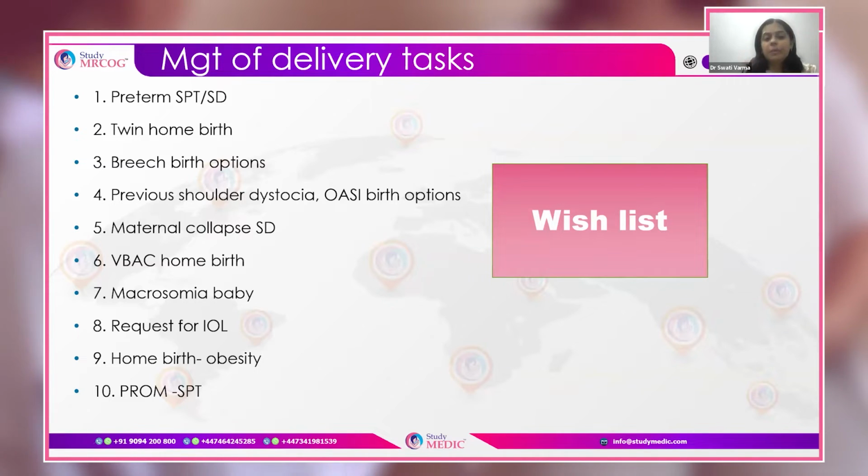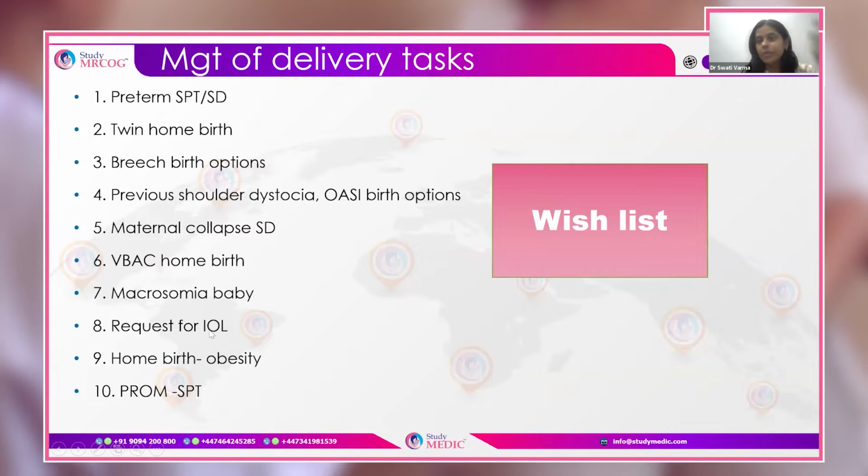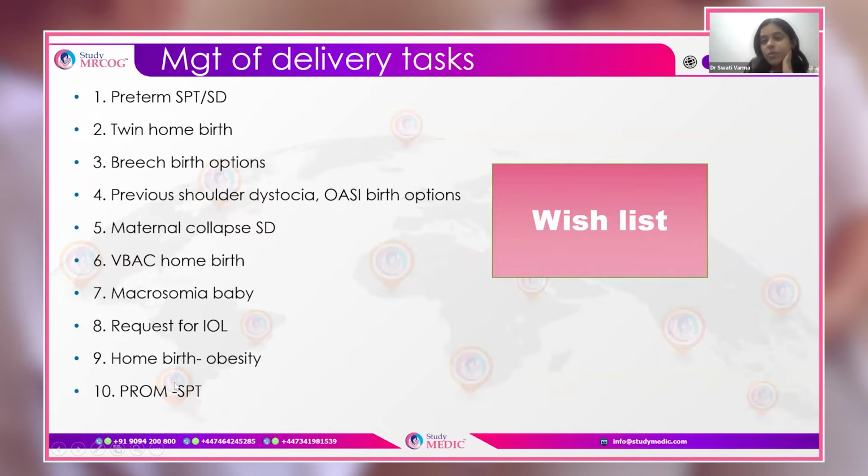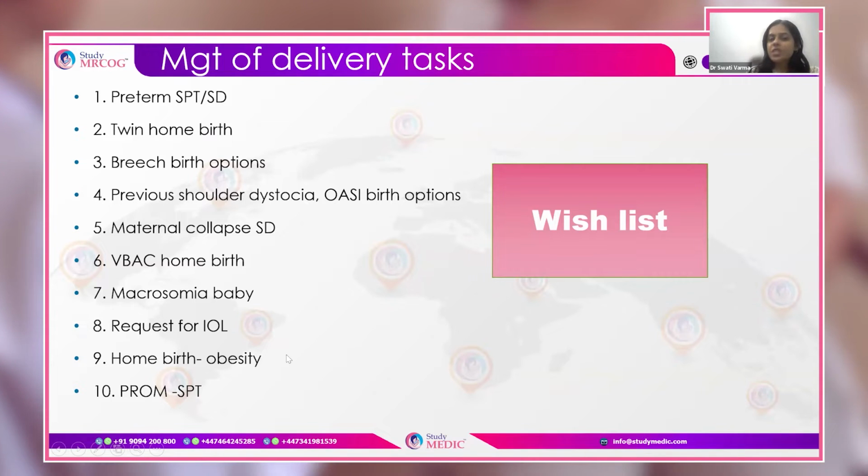The baby may be macrosomic, or she is requesting induction of labor, but either the time is not right or the indication is not right, so you have to counsel again. Then obesity and she requests a home birth. She might have morbid obesity and it's not safe for her to deliver at home. So these kinds of stations you may get in the management of delivery module.